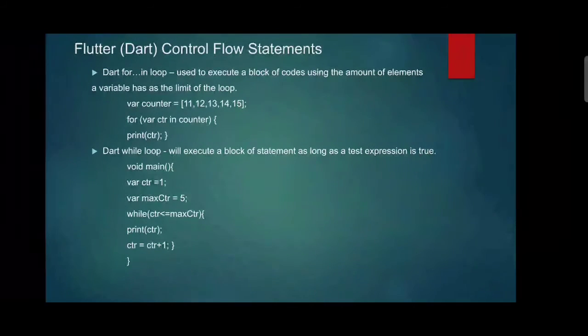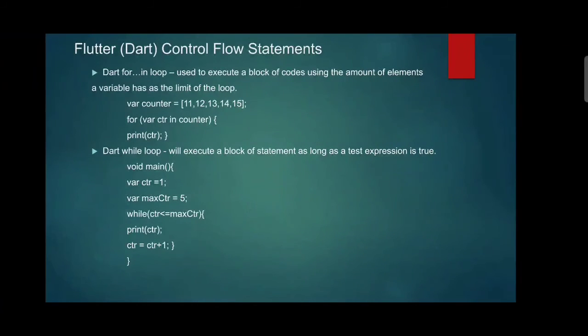Next, we have the for in loop, used to execute a block of code using the number of elements a variable has as the limit of the loop. In Dart, the for in loop takes an expression as an iterator and iterates through the elements one at a time in sequence. The value of the element is bound to var, which is valid and available for the loop body. Once the loop statements are executed for the current iteration, the next element is fetched from the iterator, and we loop another time. When there are no more elements in the iterator, the for loop is ended.